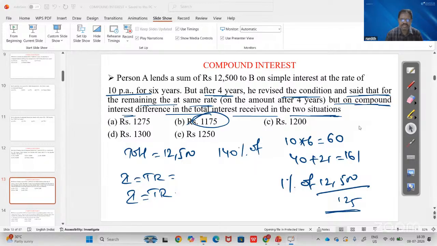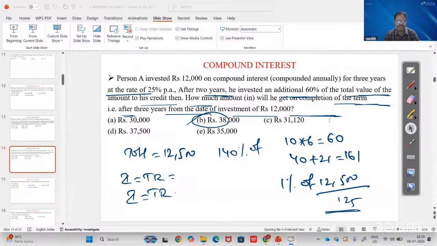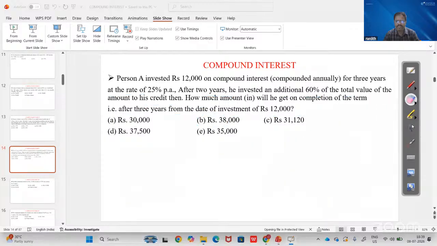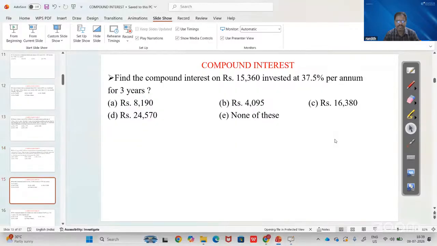So I will see the answer. Okay. So and tomorrow I will explain this one. Next. So can you please find out this one?